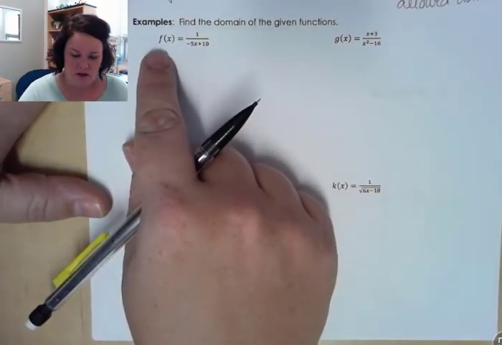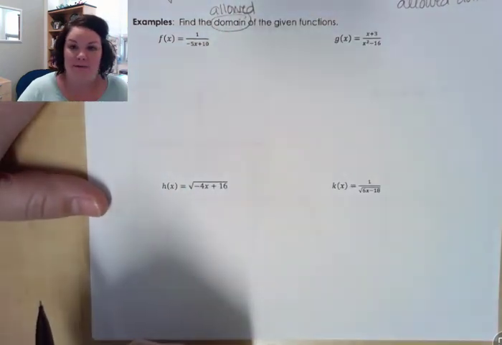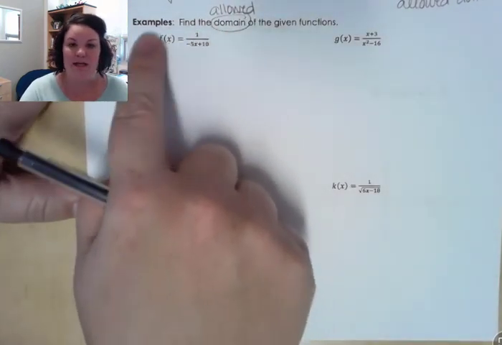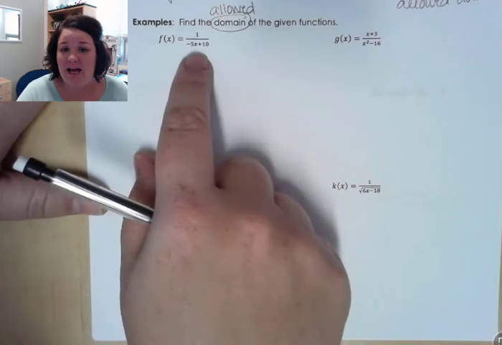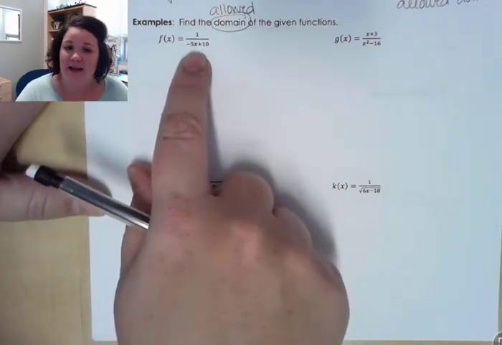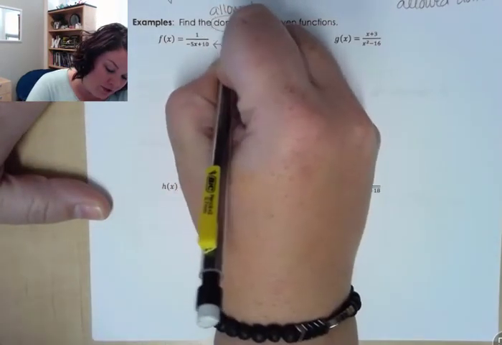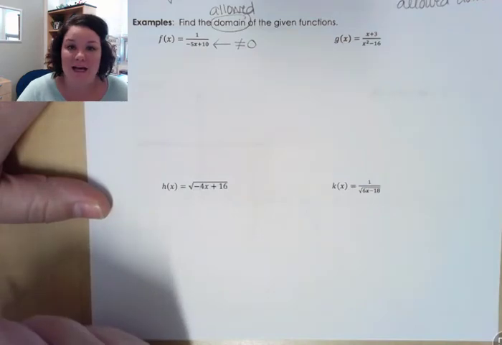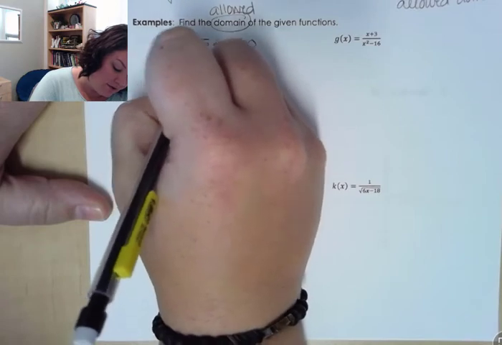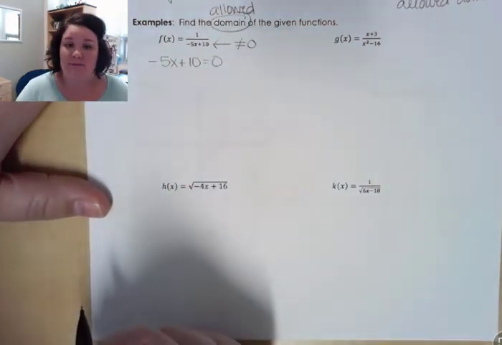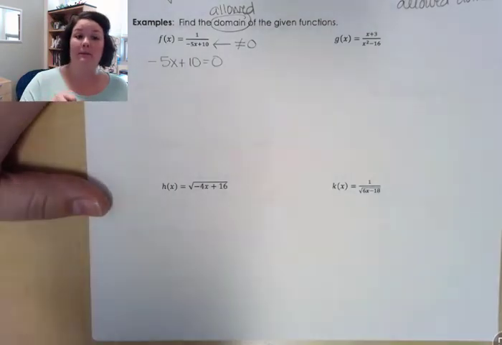Okay, so let's look at this first one. We're looking for the domain, which remember is all the allowed values. So I'm looking for the allowed values that I can plug into this. I'm going to assume I can plug anything into it unless I have a restriction. This one I do have a restriction because I have an x in the denominator, and denominators cannot be 0. So that's the only restriction I have to worry about, is that the bottom cannot equal 0. So I'm going to set the denominator equal to 0 and solve for x, because then I'll know what x value would make the denominator 0, and I can say, okay, well, it can't be that, right?